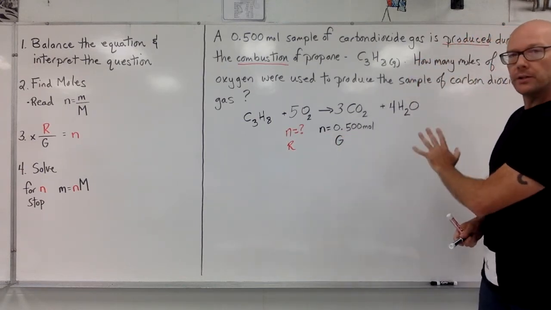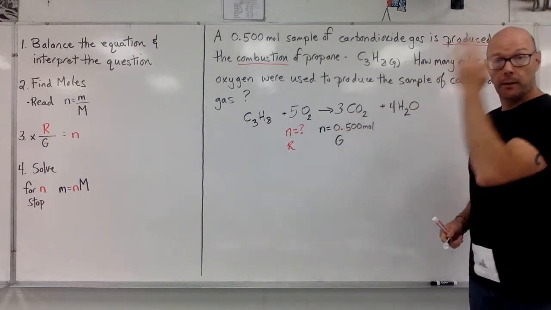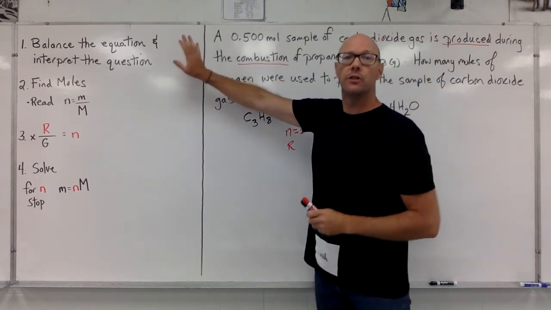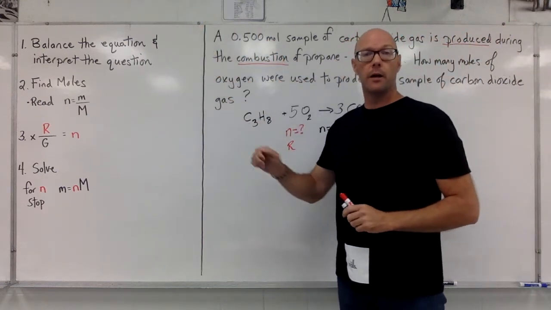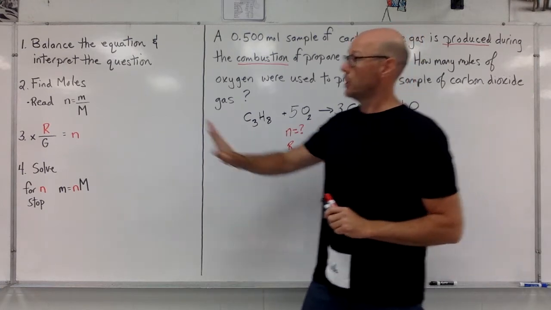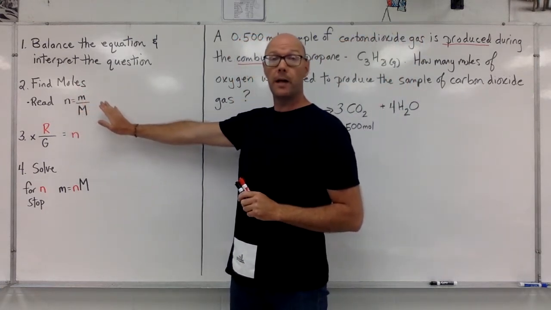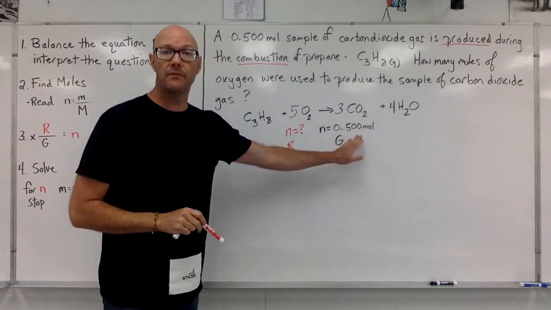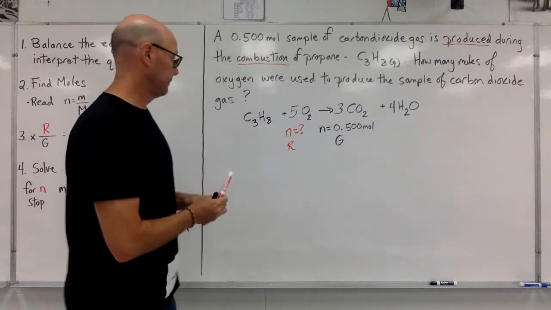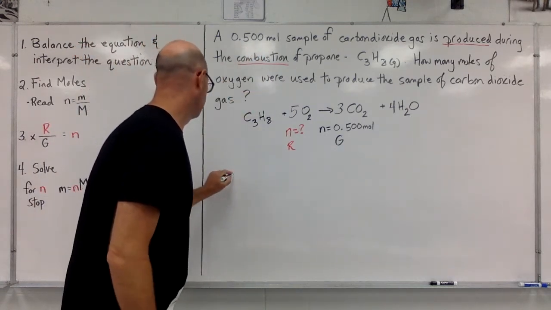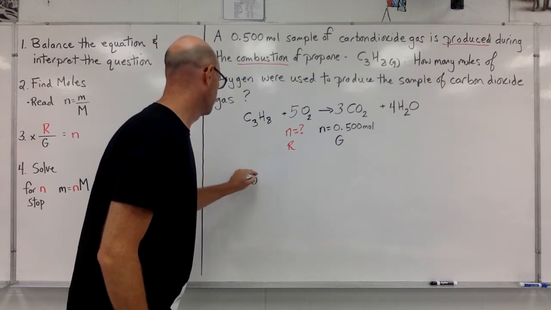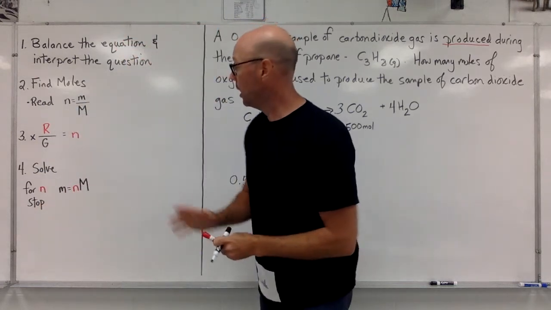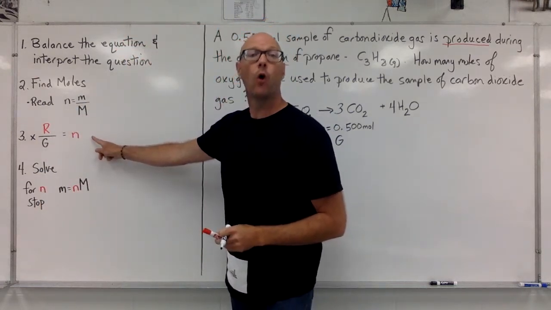All of this, balancing the equation, doing some labeling in our minds or down on the paper is step 1. Balance the equation, and interpret the question. From there, it's going to go pretty fast. Find moles. Find moles by reading or by doing mass over molar mass. Here, no brainer. There it is. Found it. Found the moles, 0.500 by reading. Found it.